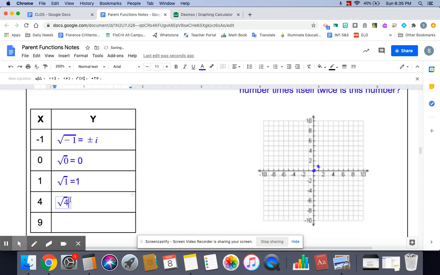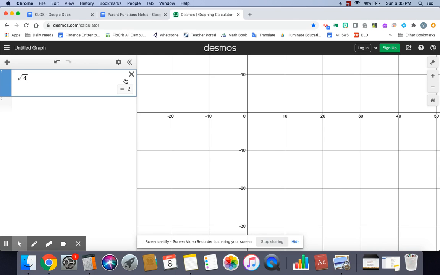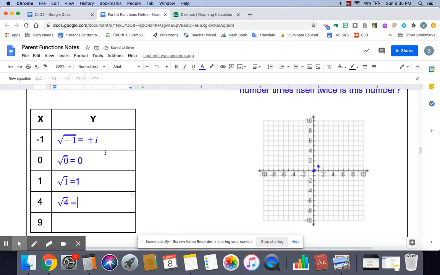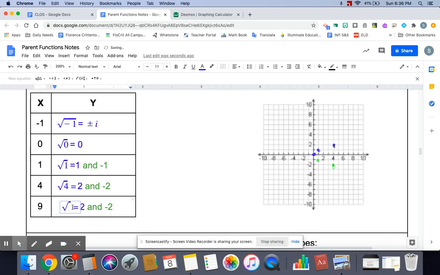The square root of 4, well, 4 breaks into 2 times 2. So the answer to the square root of 4 is just 2. And negative 2, but we're going to only graph the positive one. Actually, I'm going to quickly write in green the negative answers and graph them in green. So there's also negative 1 and negative 2 for these two. And then the square root of 9 is going to be 3 and negative 3, because 9 splits into 3 times 3.